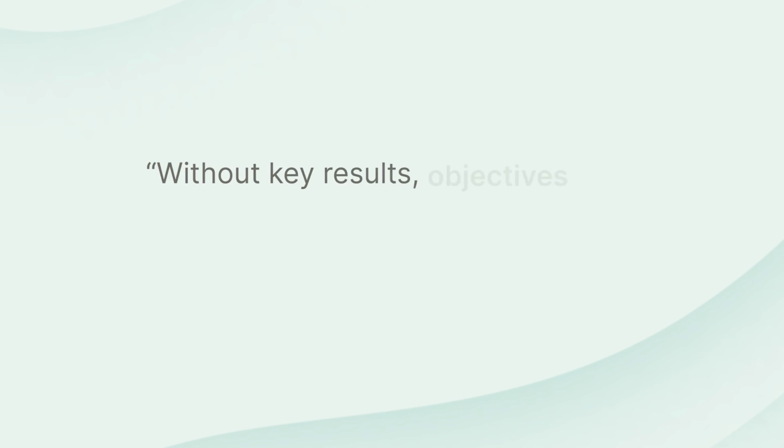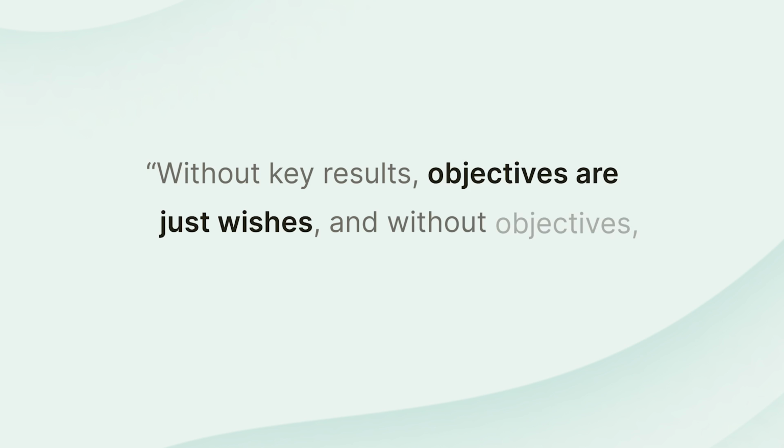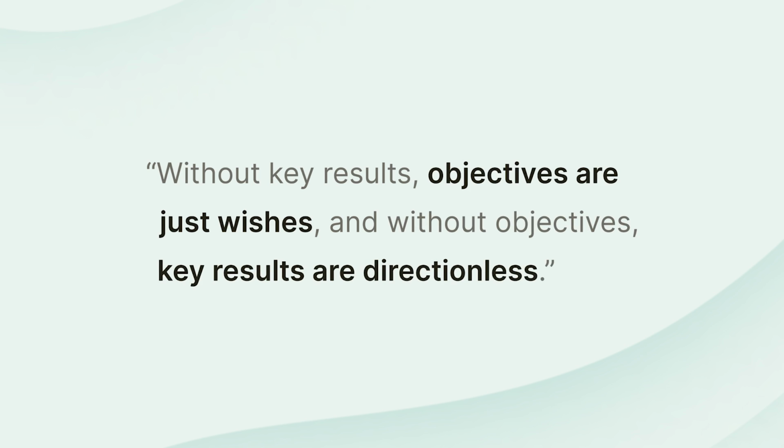So let's break this down even further. Your objective should be inspiring, although it's not necessarily tied to any kind of time frame. It should describe the goal that you want to accomplish. Your key results, on the other hand, are concrete, actionable, measurable tasks that you can take toward that objective. And the article that I've based this video on states it perfectly. Without key results, objectives are just wishes, and without objectives, key results are directionless. However, when used together, OKRs can actually be the best of both worlds. You're pairing inspiring ambitions with concrete actions.